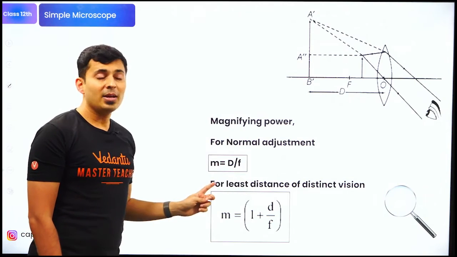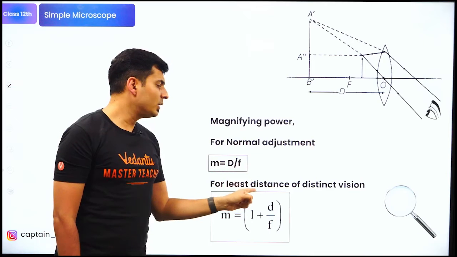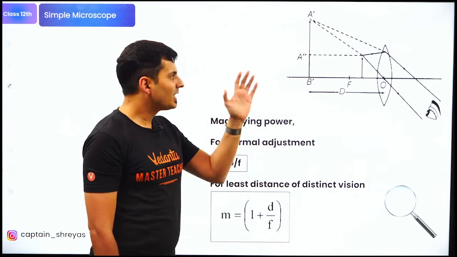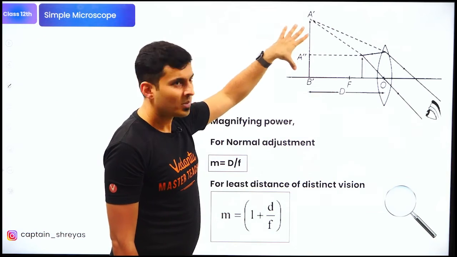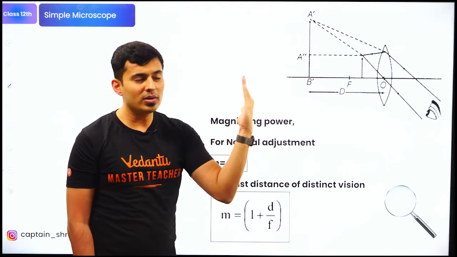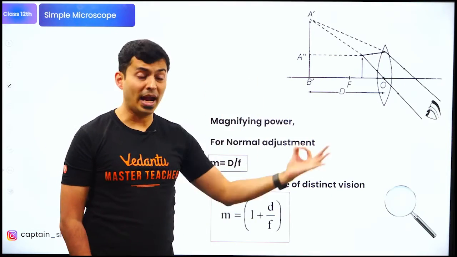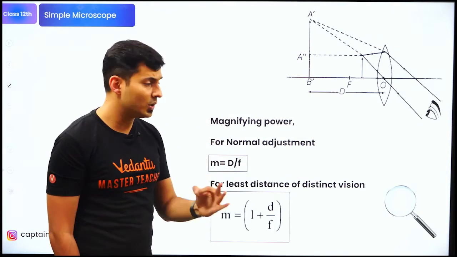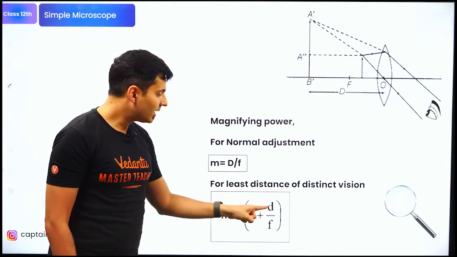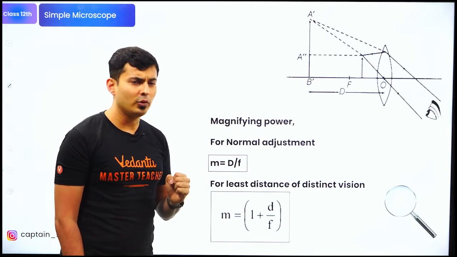The magnifying power has two special cases, one for normal adjustment and two for least distance of distinct vision. What does that mean? It means that if you make this image form at the least distance of distinct vision, that means it is as close as possible to the eye. Beyond that, you will not be able to see it clearly. That's the maximum magnification that can be produced, and it is nothing but 1 plus d by f. This d is 25 centimeters for an average human being, just like I told you before.